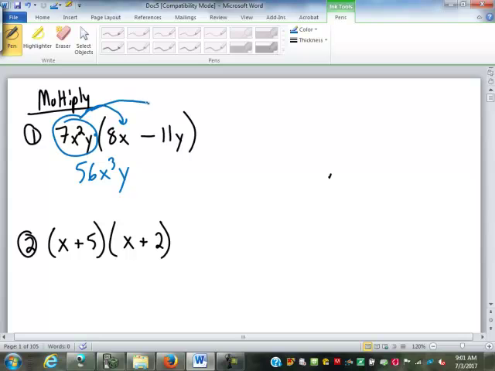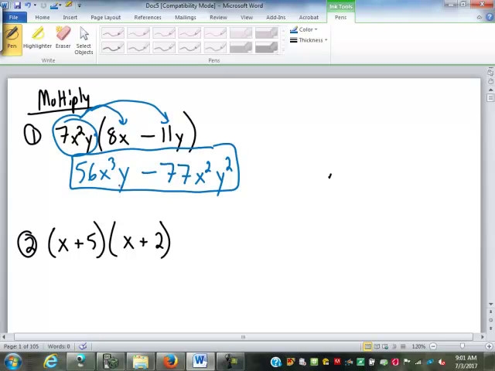And then the 7x squared y times the negative 11y. Perfect. Negative 77 x squared y squared. 7 times negative 11 is the negative 77. X squared doesn't have anything else, so it's multiplied just the x squared. And y times y is y squared. So there we have it: 56 x to the third y minus 77 x squared y squared.